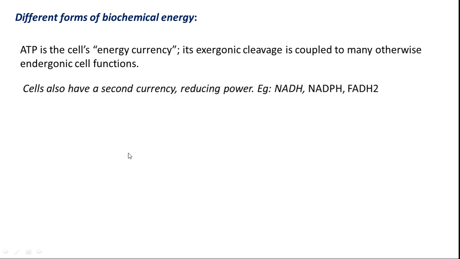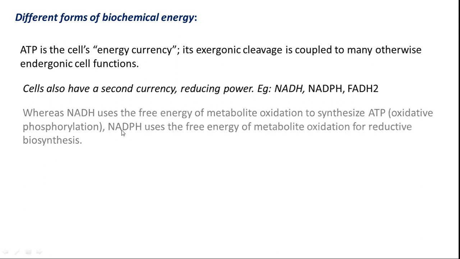And we have other types of high energy molecules where electronic energy, like chemical potential, is stored. Cells also have a secondary currency, that is reducing power. So NADH, NADPH, FADH2: these are all examples where the oxidation reduction potential of a cell is maintained.